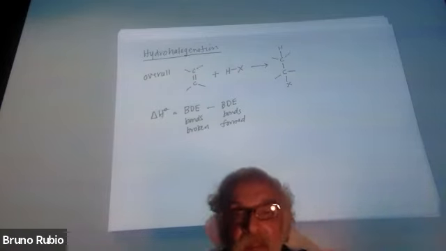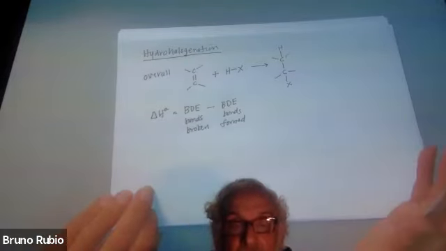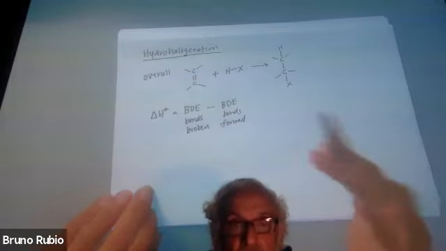Remember state functions? So this equation where we're calculating a delta H is good when we're talking about radicals, or when we're not talking about radicals, because delta H is a state function. It doesn't matter whether the reaction is radical or not. The value of delta H only depends on the initial state and the final state. The initial state is the reactants, the final state are the products.